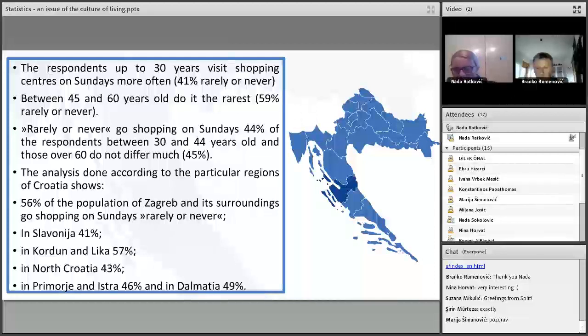Here, in Croatian counties, the situation is this. 56% of the population of Zagreb, our capital town in Croatia, and its surroundings go shopping on Sunday rarely or never. In Slavonia, 41%. Kordun and Lika, 57%, North Croatia, 43%. In Primorje and Istria, 46%, in Dalmatia, 49%. Here, people in Dalmatia really adore shopping.